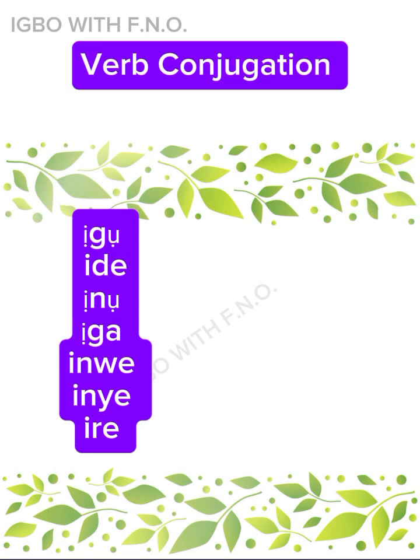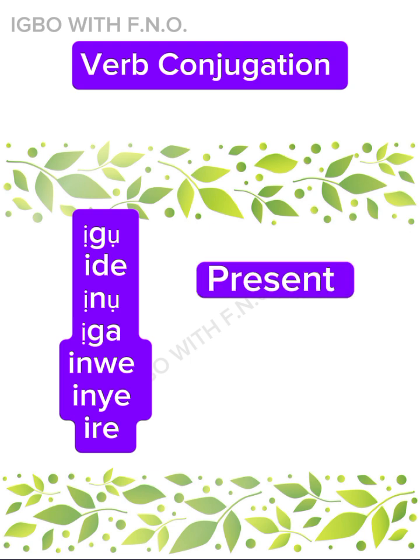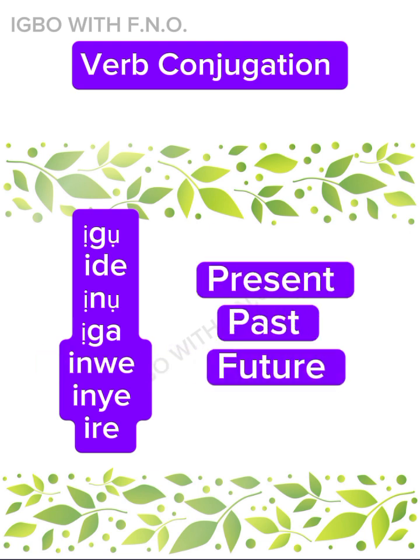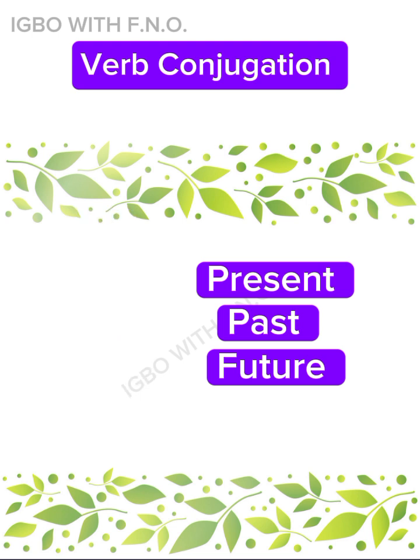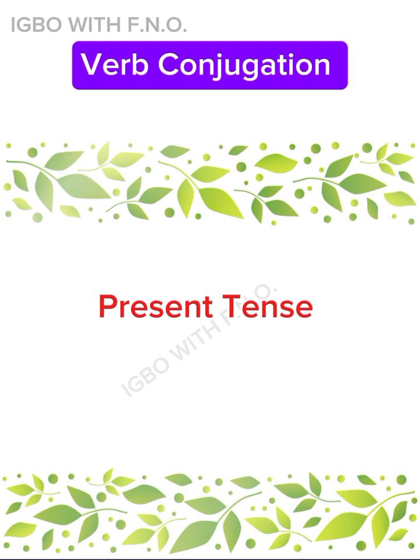In this video, we are going to learn how to conjugate Igbo verbs in the present, past, and future tenses. I'll walk you through simple examples and give you tips to master the tenses. Let's dive in. Today in this video, we are going to focus only on the present tense. In future videos, we'll go over the past tense, future tense, and the imperative forms.